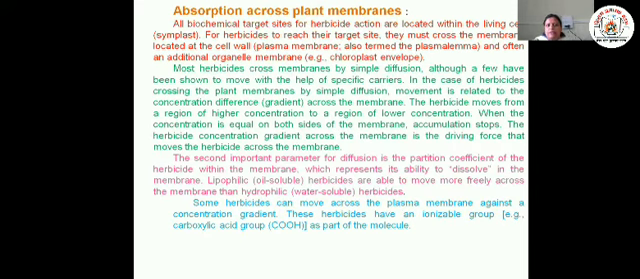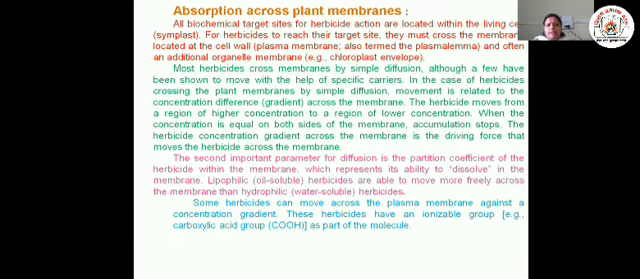Then, absorption across the plant membranes. All biochemical target sites for herbicide action are located within the living cells. For herbicides to reach their target sites, they must cross the membrane located at the cell wall, which is known as the plasma membrane. Every cell wall has a plasma membrane, and if anybody wants to reach the cytoplasm, they have to cross through the plasma membrane. These are the basic things.